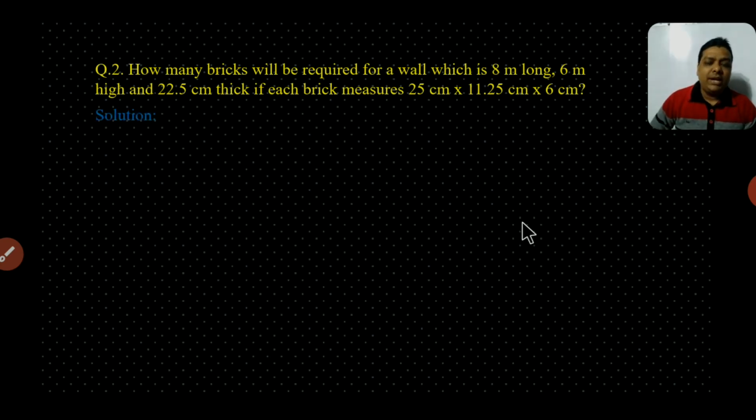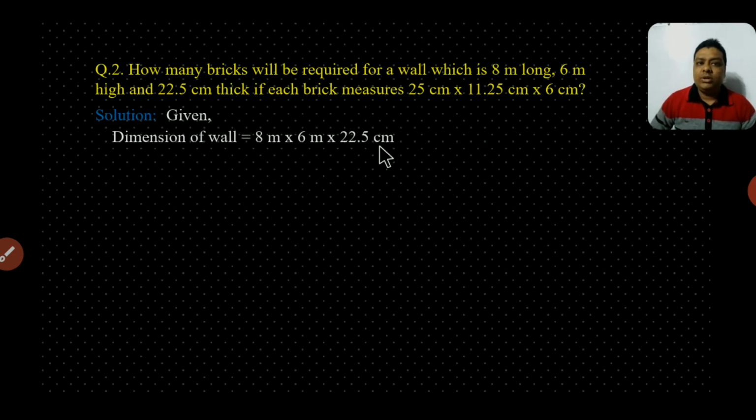So at first let's write what is given. Given dimension of wall 8 meter, 6 meter, 22.5 centimeter. Okay, but you can see the units. Meter, meter, centimeter. Here also centimeter, centimeter, centimeter. Okay, students. So if you are changing meter into centimeter, then you have to multiply. But if you are changing centimeter into meter, then you have to divide.